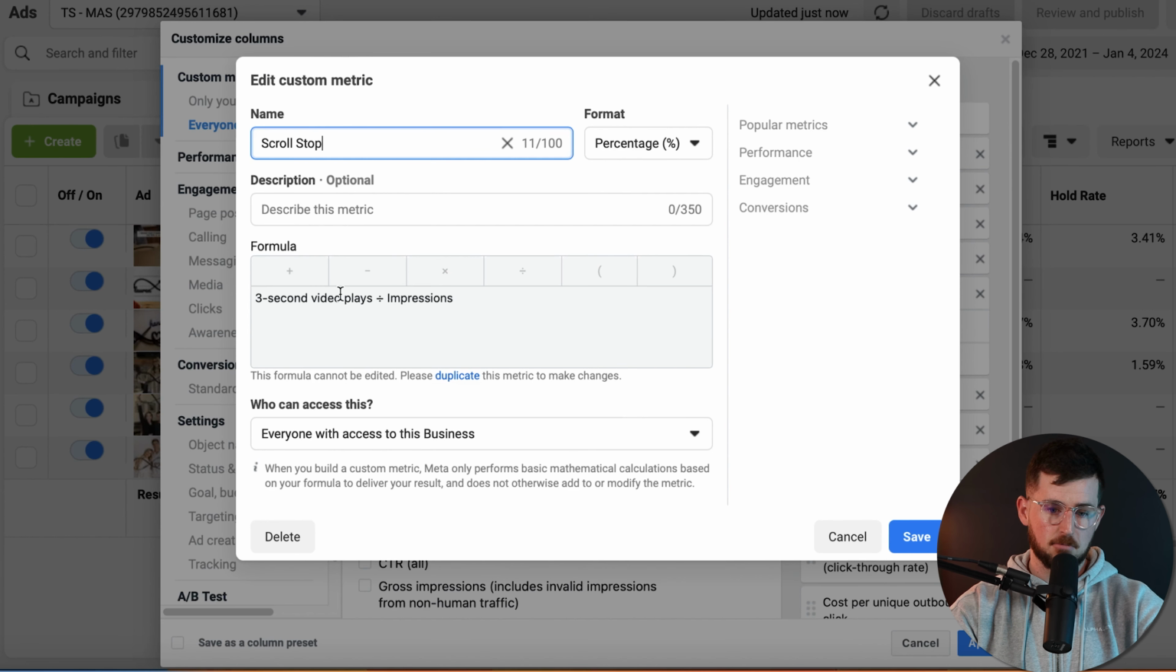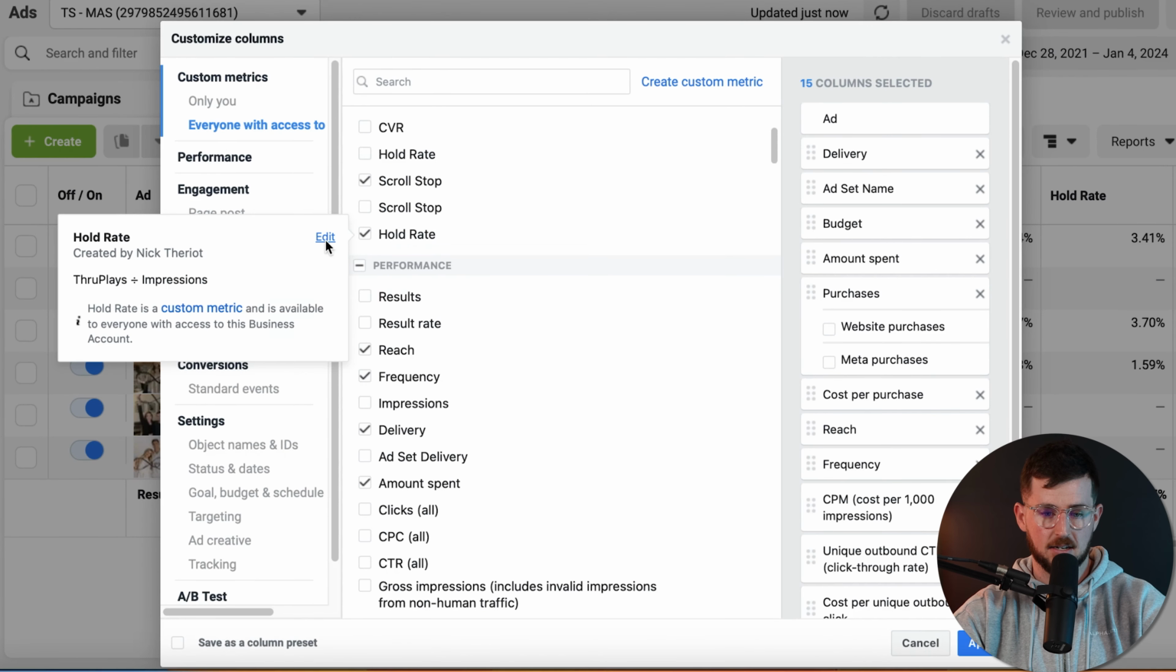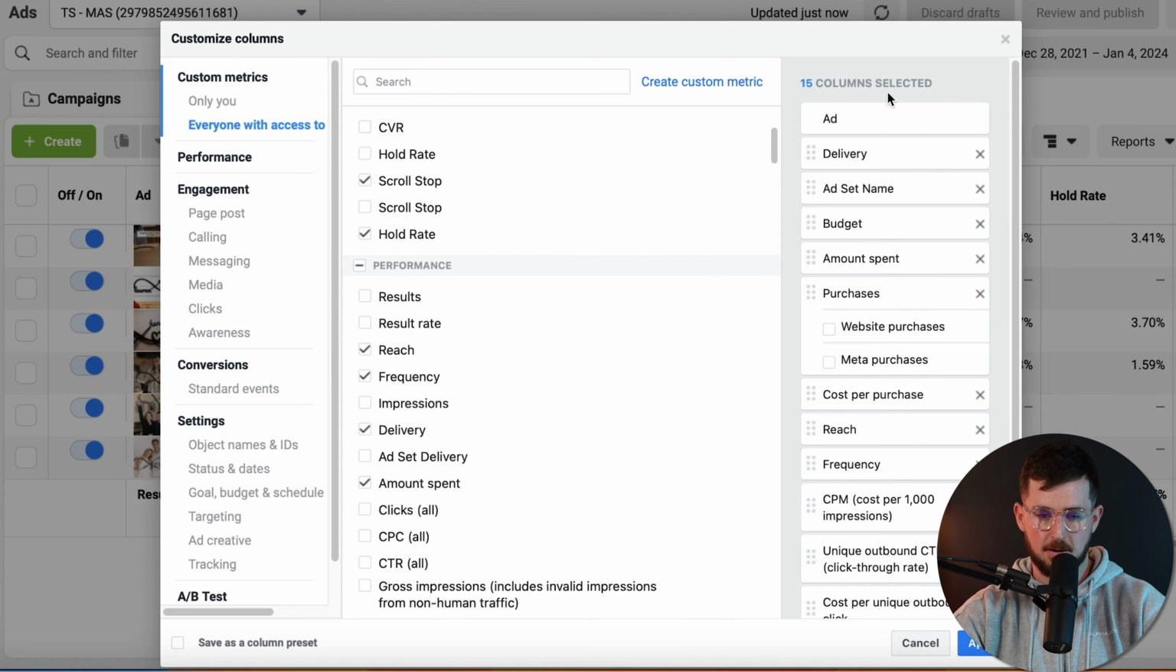So it's 3-second video plays divided by impressions. Make sure you do format percentage. And then all you're going to do is save that and add a name. And then hold rate right here. Edit. This is ThruPlays divided by impressions. So the amount of people that watch 10 seconds or more, divided by impressions right there.